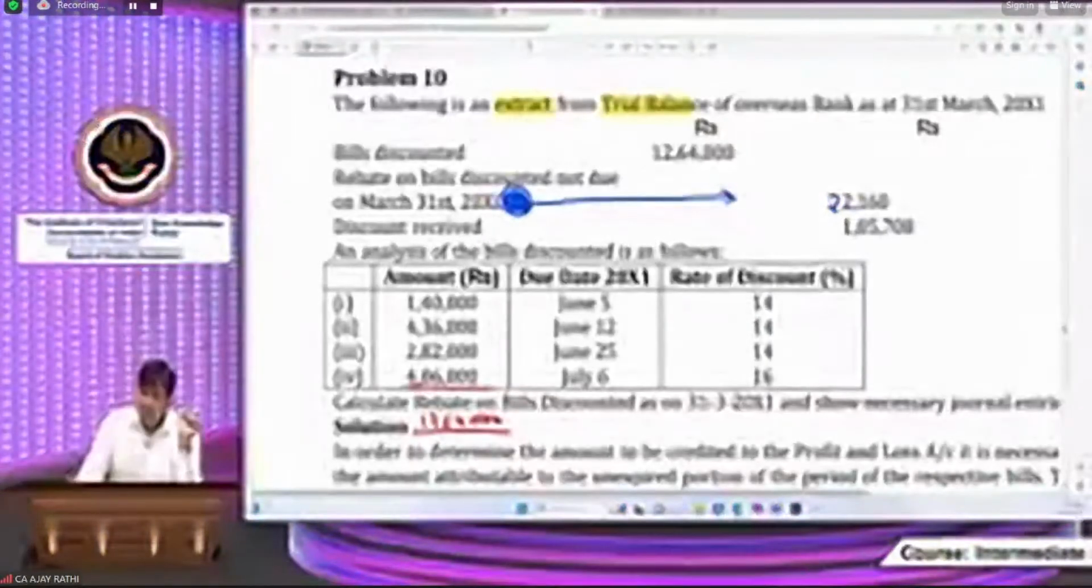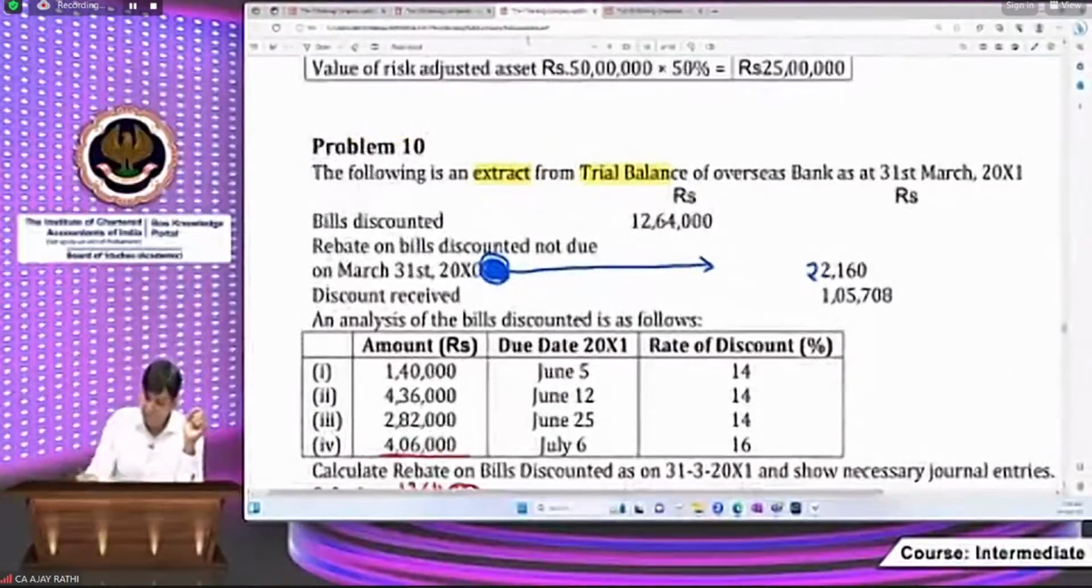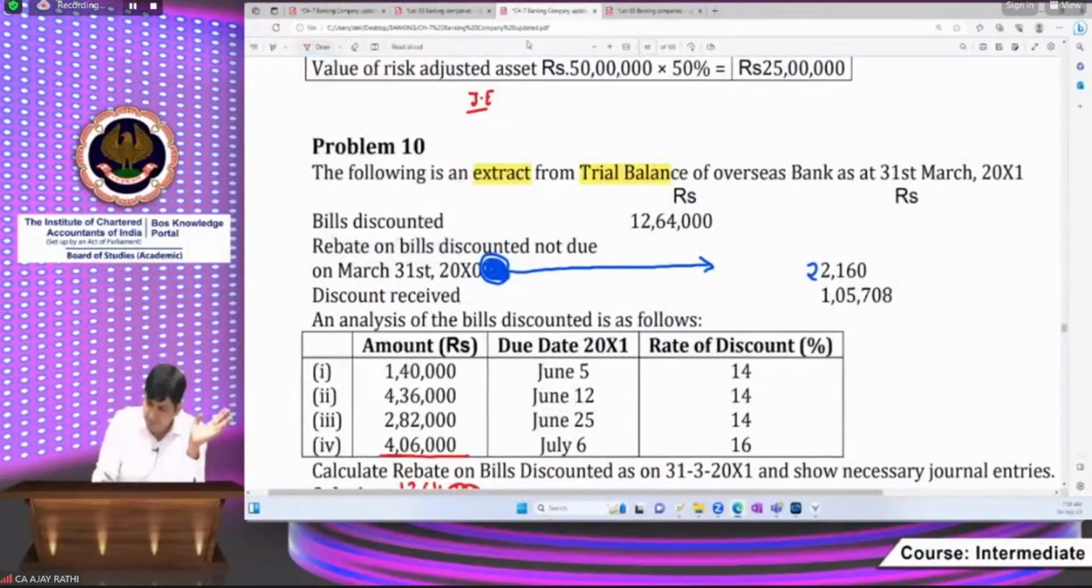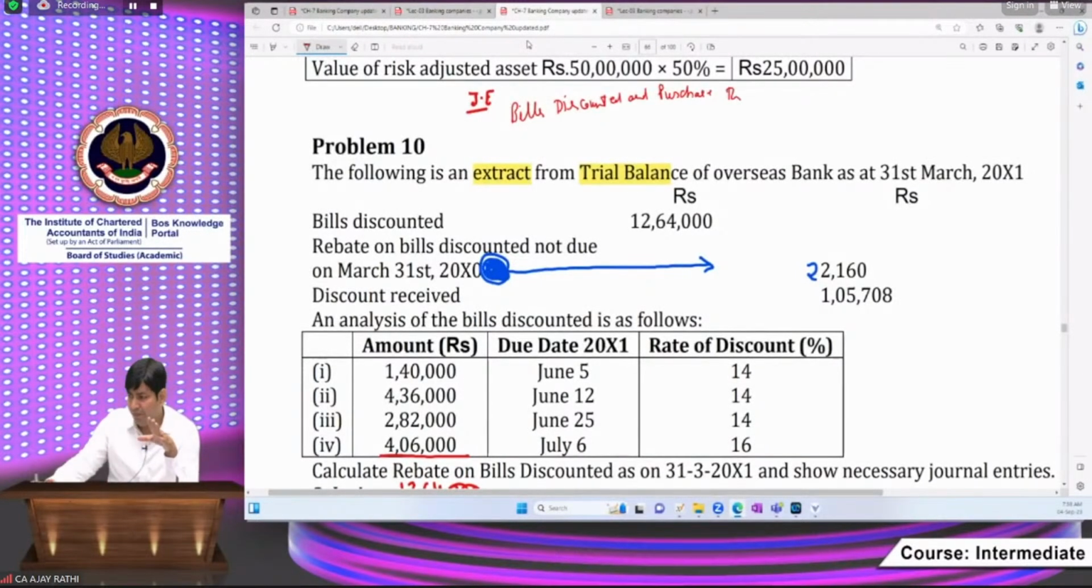Anyways, but still, just to give you one entry, beta: what has the bank done during the year? Bank has already done this. Bank has done bills discounted. Just to make you more confident, I am writing this entry. Bank has already done this entry: bills discounted and purchase account debit. How much amount of bill has been discounted? Sir, 12,64,000 of bills has been purchased by the bank during this.